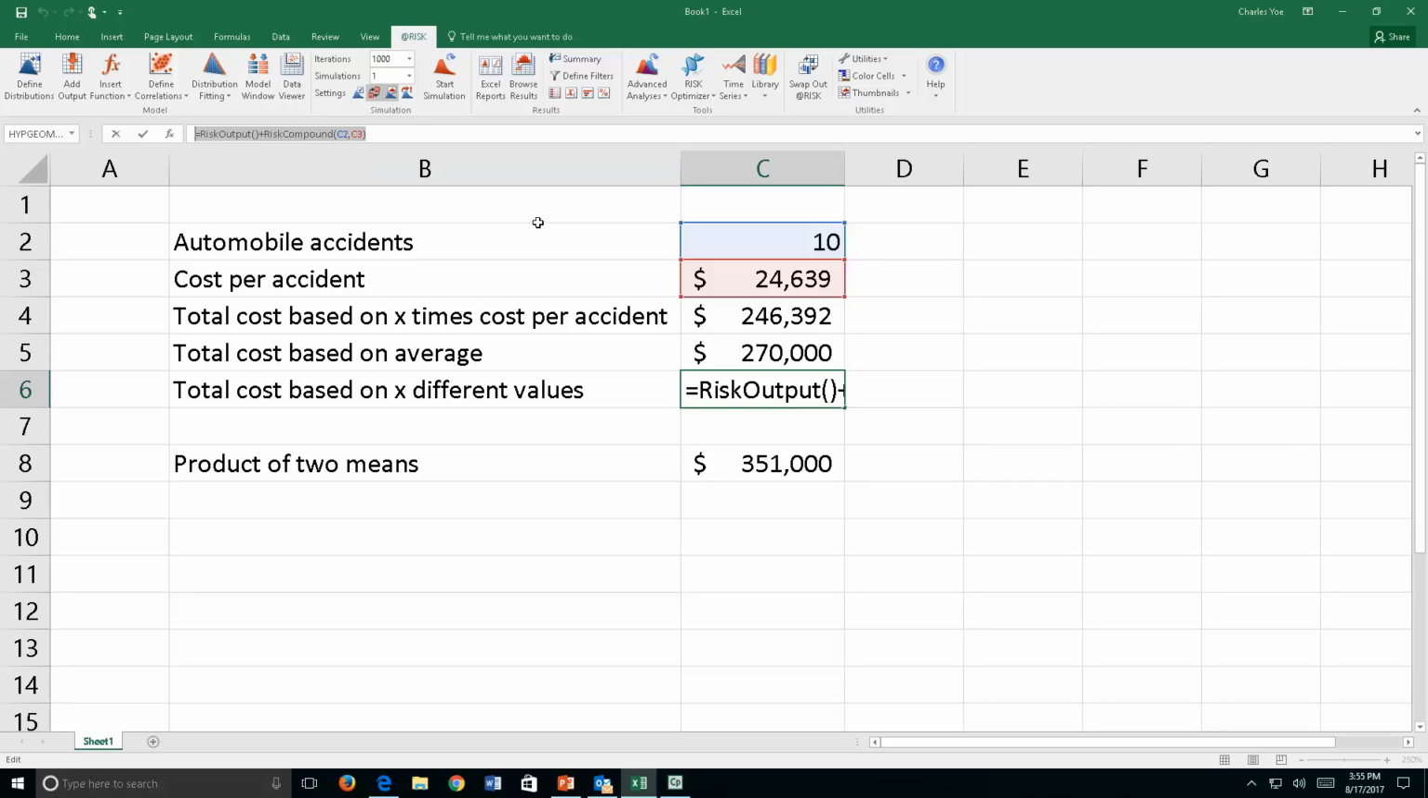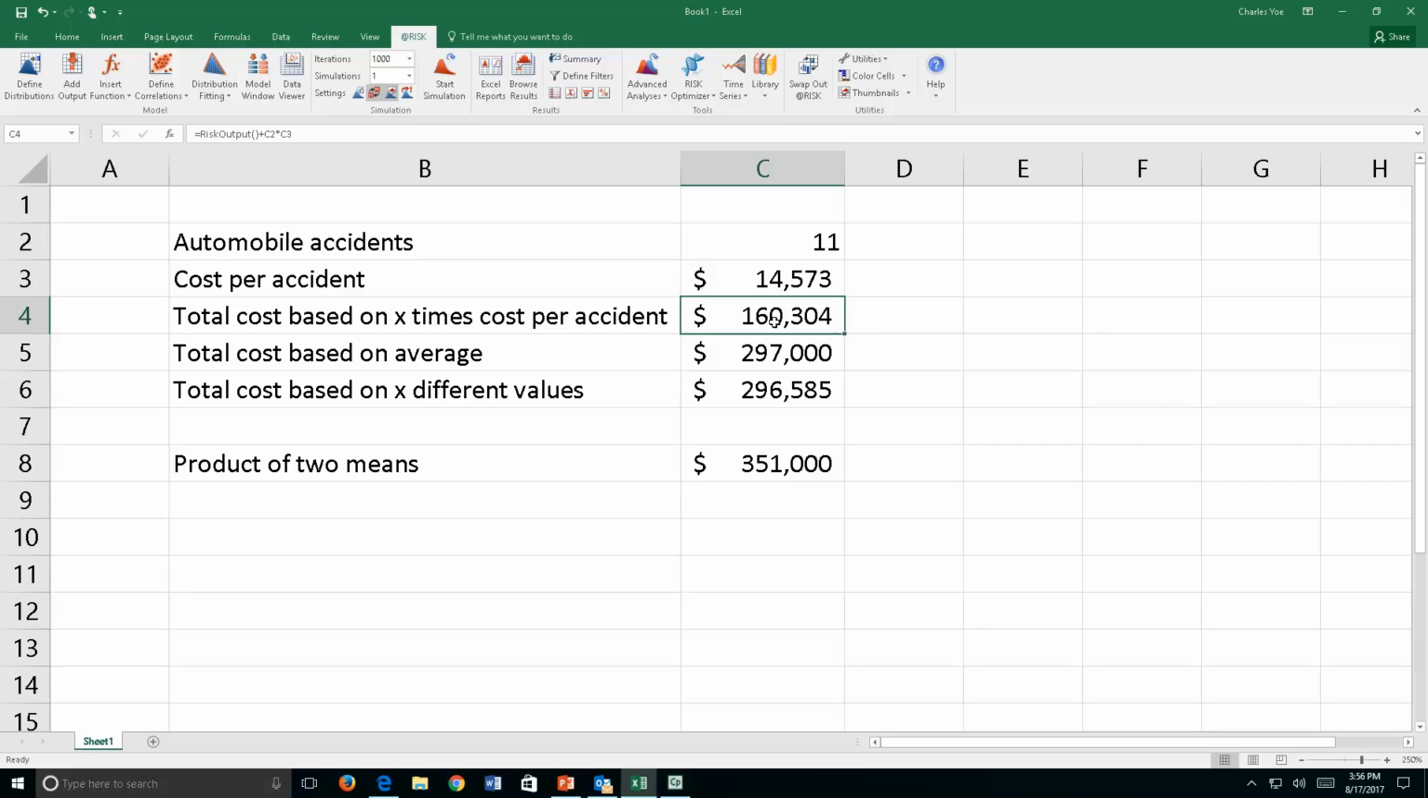the risk compound. So what it's saying is the first argument is C2, and C2 is the number 10. So the risk compound is saying take 10 iterations of the distribution found in C3 and add them. And that's what you get here.